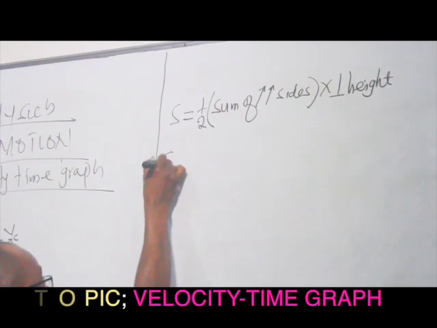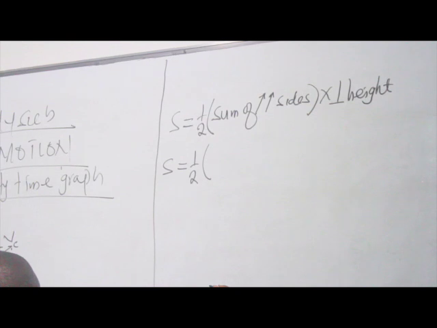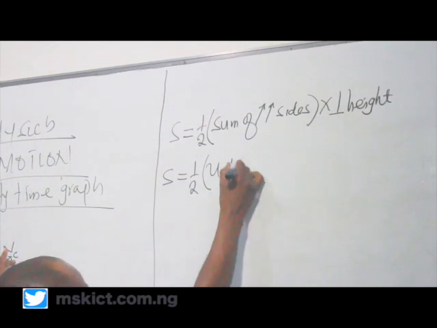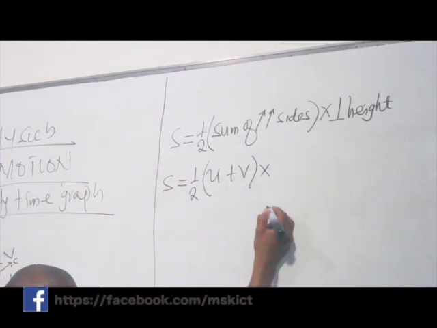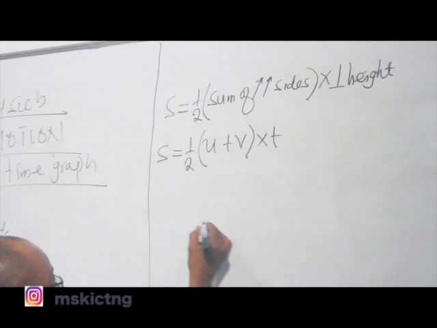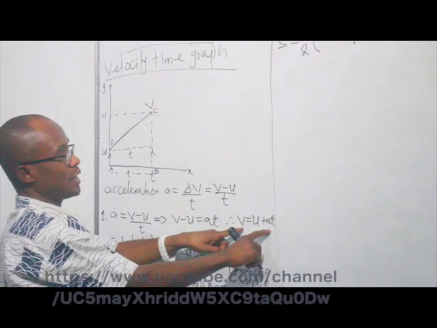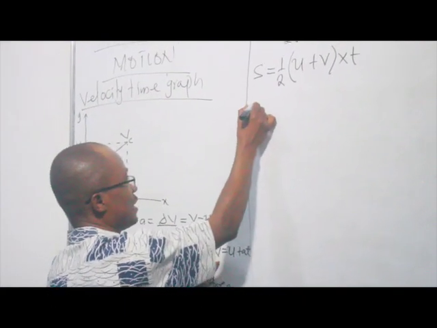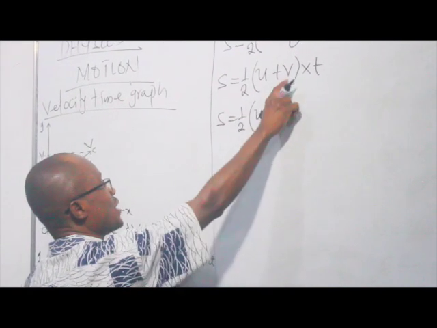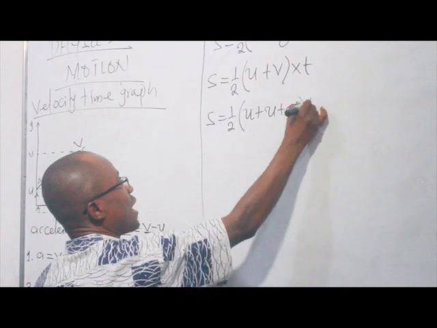So the total distance covered will be equal to half into the parallel sides. The first one here is from point A to the initial velocity, which is u, plus from point B to the final velocity, which is v, then multiplied by the perpendicular height between the two parallel sides, which is t. All right, but from equation 1, we know that v equals u plus at. So we substitute here that S equals half into u plus, in place of v, u plus at, multiplied by t.